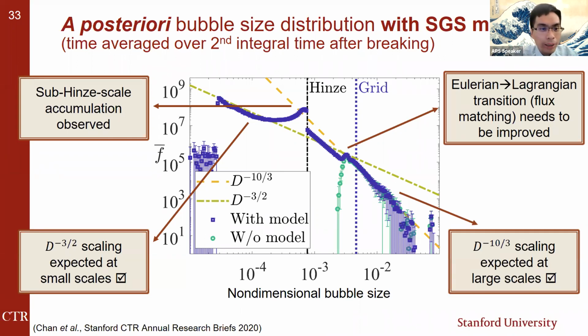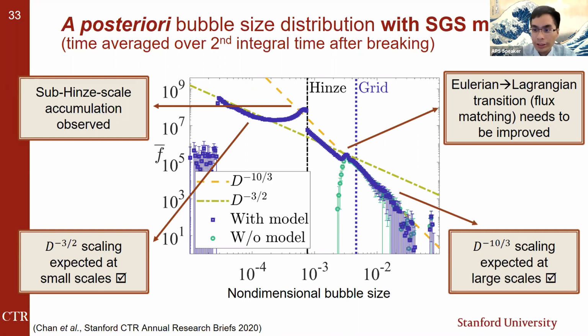Let's move on to the top left text box. As I mentioned earlier, we expect the kink near the Hinze scale. And we do in fact observe this because we did not have any special treatment of the bubbles near the Hinze scale thus far. So right now we have no ad hoc assumptions. So this means that we expect accumulation below the Hinze scale.